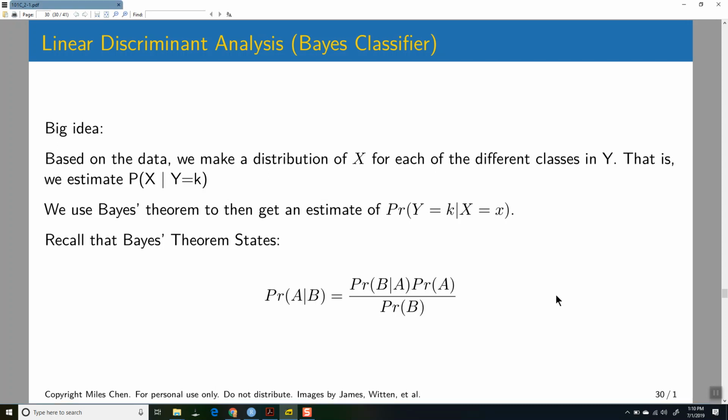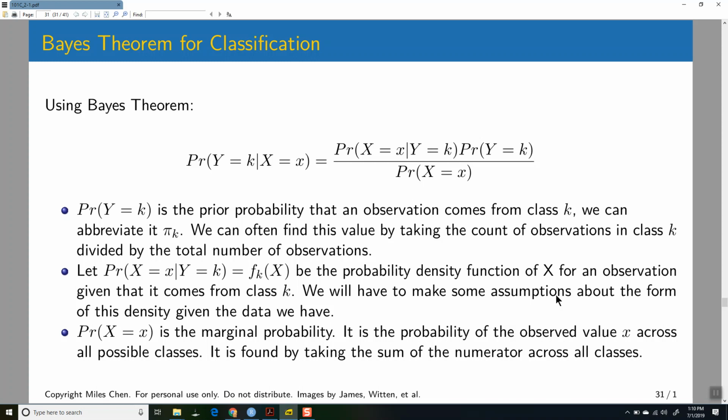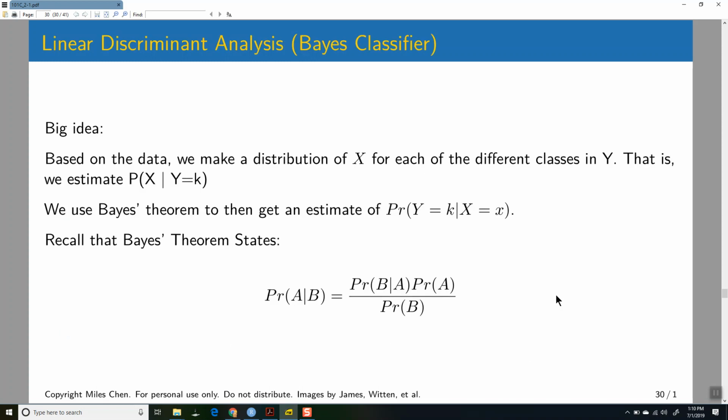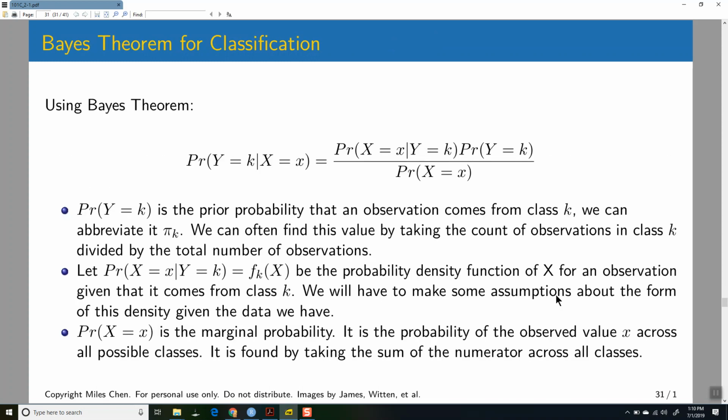With linear discriminant analysis, we're going to make a few assumptions, which I'll explain in a moment. But this is basically what we're going for, right? We want to know the probability of the class y equals k given the data that we have right now. Okay, so if we know that the balance is 2000, what's the probability of default?